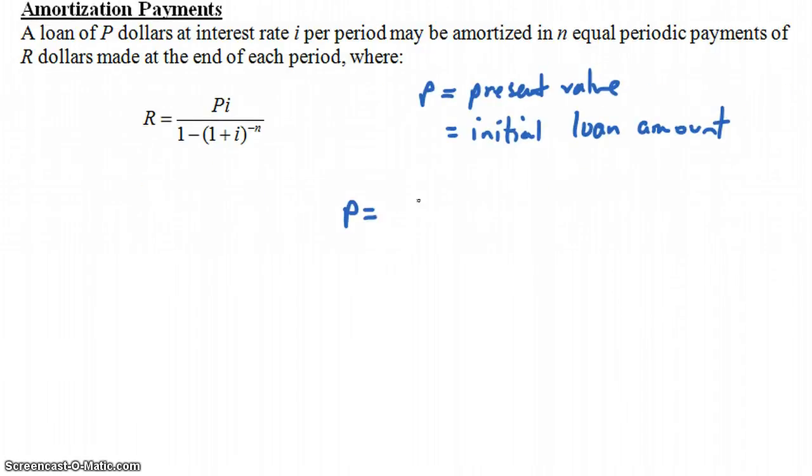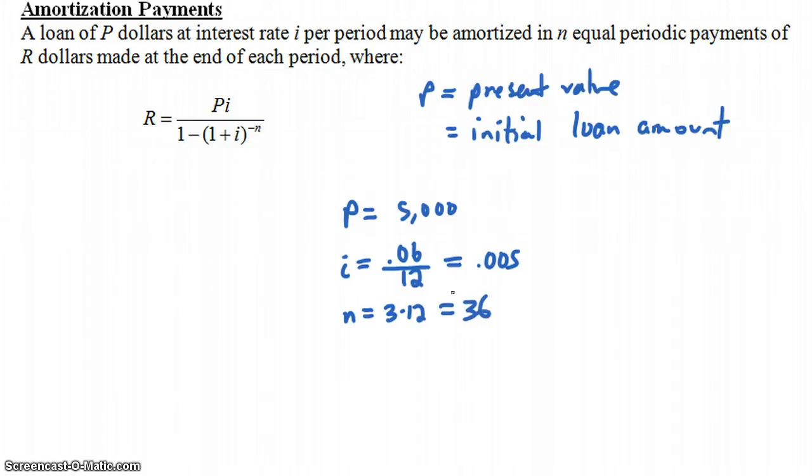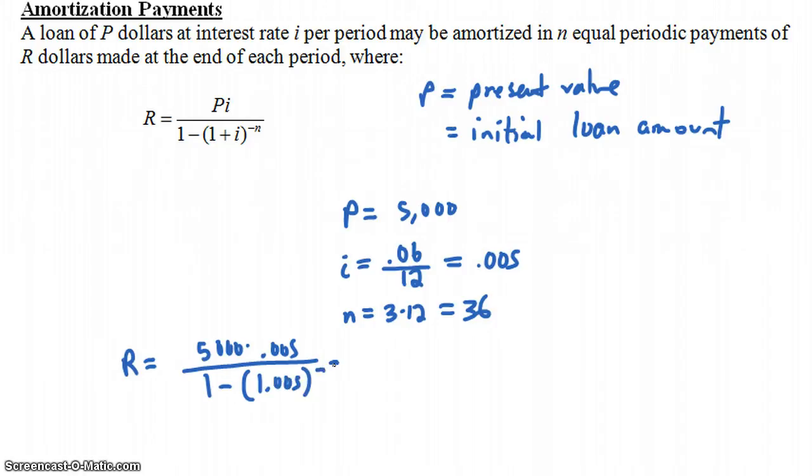Let's do this for the specific example that I had. The P that we had was $5,000. That's the loan that I took out. The I was 6% interest, so 0.06, but it was paying each month, so you have to divide by 12. If you do this, you get 0.005 in a calculator. And the N: I was paying once a month for 3 years, so 3 times 12 is 36. So I made 36 equal payments. So what is R? We just need to plug this into our formula. R is equal to PI, so 5,000 times 0.005, divided by 1 minus 1 plus I, which is 1.005, to the negative n, so to the negative 36th power.